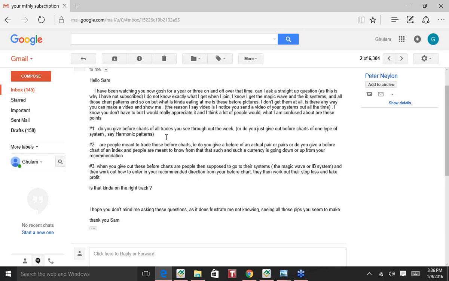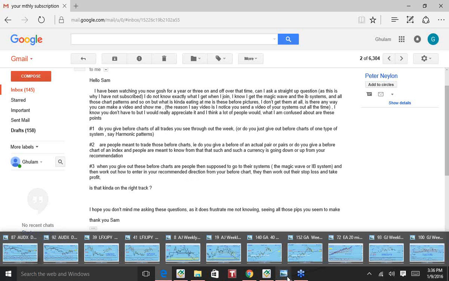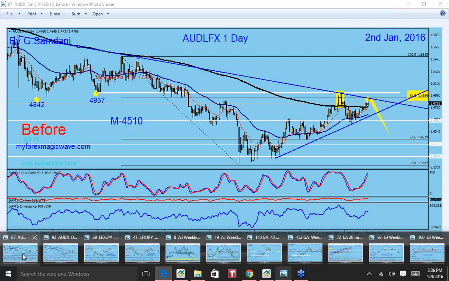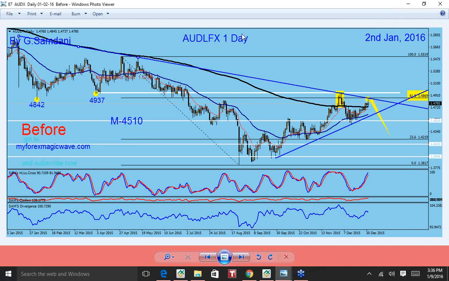So first, what are the before charts? Before and after, right? Let me see. For example, I have opened a few charts to answer. Let's take a look at this before chart. This is the Aussie index chart. That's another question I think he has in that big paragraph: what are the indexes?